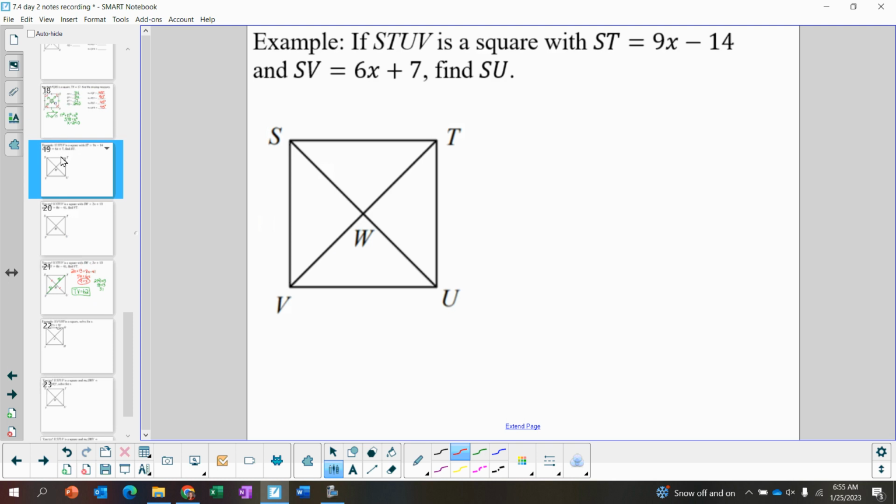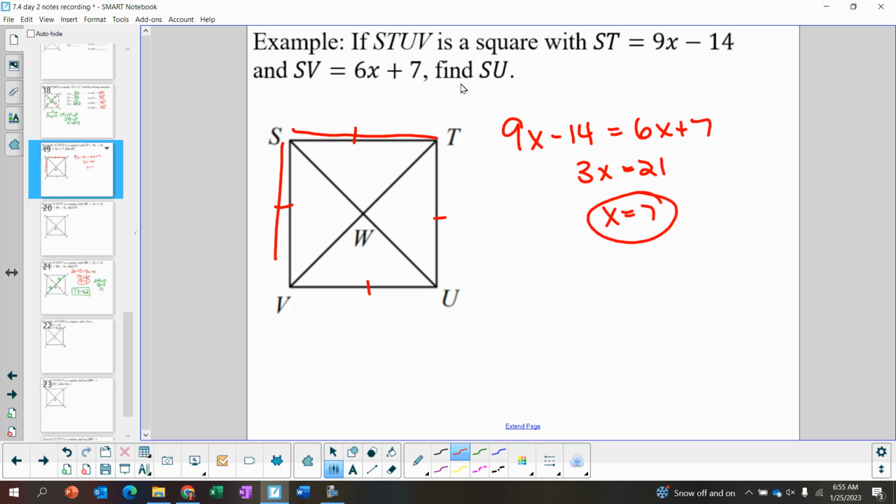All right, so our next example, they're telling me FT and FT, so those are equal. So we get 3x equals 21 again, x equals 7. And I'm looking for SU. Ooh, so this is here. So SU is going to make our right triangle. So we're going to plug in x to the side, find out how long they are. So 6 times 7 is 42, plus 7 is 49.